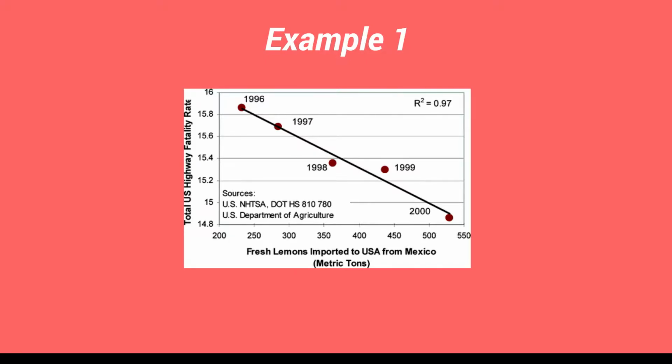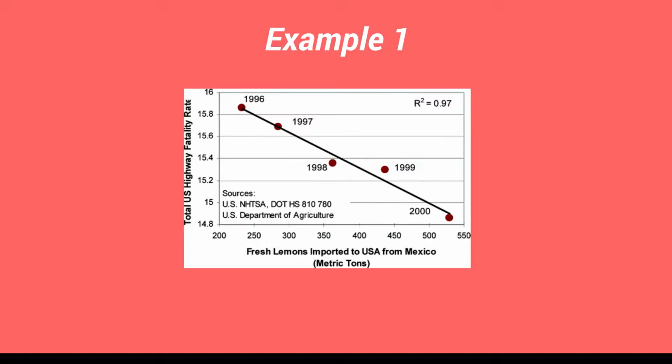By looking at the data presented on the graph and looking at the correlational relationship between the two variables of fresh lemons imported to the US from Mexico, which is our independent variable, and then our dependent variable, which is the total US highway fatality rate, the graph tells us the higher number of lemons that we import, the lower the fatality rate goes. But that's looking at it from a correlational view.